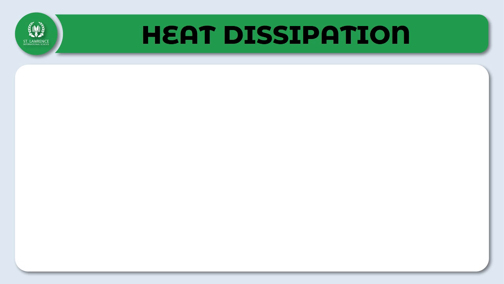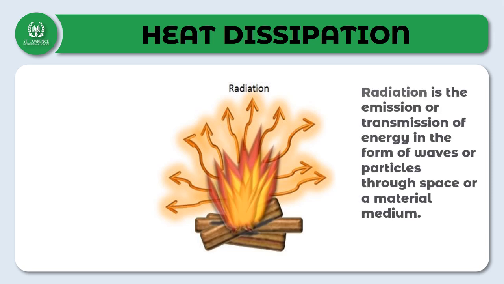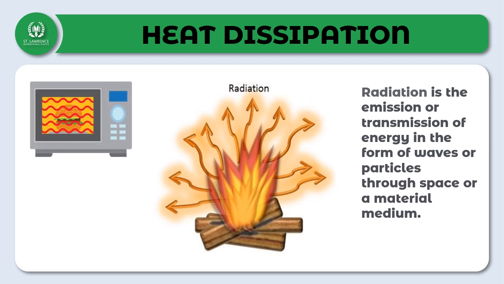Now the last one is radiation. Radiation is the transfer of heat through electromagnetic waves such as infrared rays without needing a medium like air or water. Children, unlike conduction and convection, radiation can transfer heat through empty space. So we can say radiation is the emission or transmission of energy in the form of waves or particles through space or a material medium.